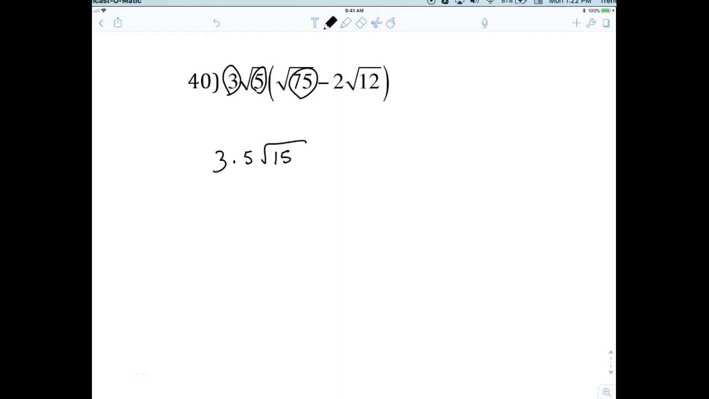Now, for those of you who broke down 75, I don't have a problem with that. But I think it's easier if you look at it and say there's a 5 here and a 5 in there. So I pull out the 5 and 15's left behind. So right now you're left with 15 radical 15. Now what I'm doing is I'm going to multiply 3 radical 5 times 2 radical 12.